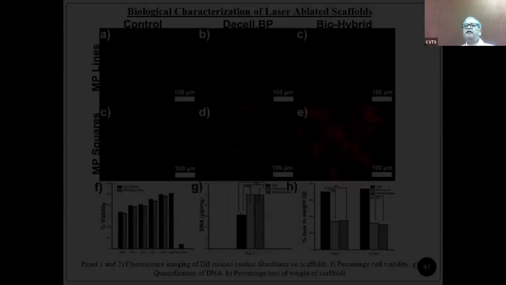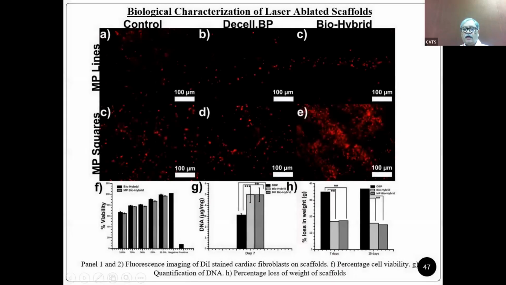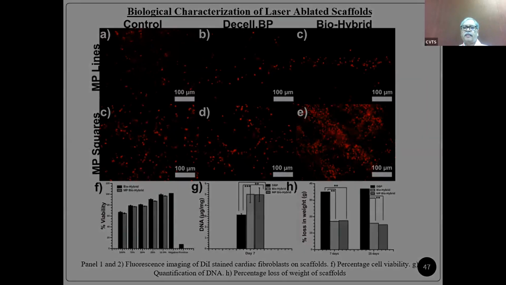This is the biological characterization. Here we can see it is stained for the fiber, and there is nothing left over. You can see very nice cell adhesion on top of the grooves, and the grooves are still visible in this case. And this is another way of showing them. This is biohybrid and decellularized. They have similar properties, but the bihybrid is better.